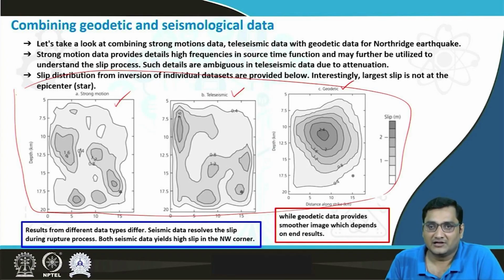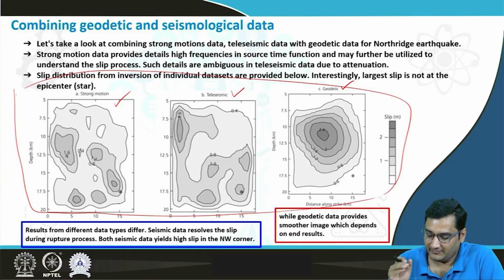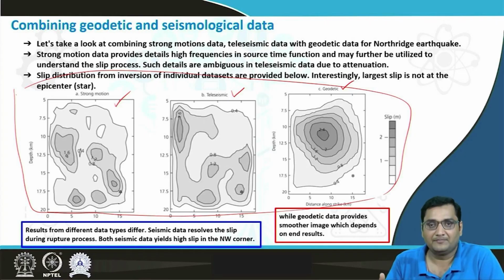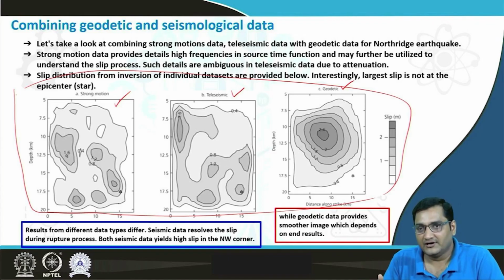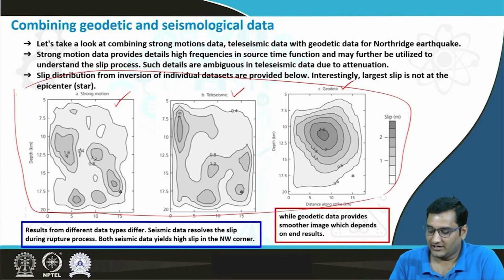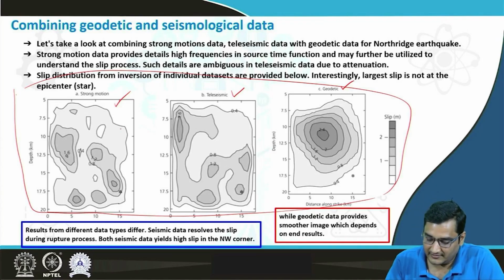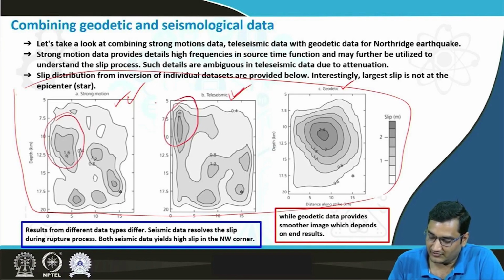And the seismic data basically can be used to resolve the slip during the rupture process only. Both seismic data, like the strong motion data and the teleseismic data, are used to yield the high slip onto the northwest corner. If you look at this diagram and this diagram, both of the data are providing the high slip in the northwest corner in this particular location.